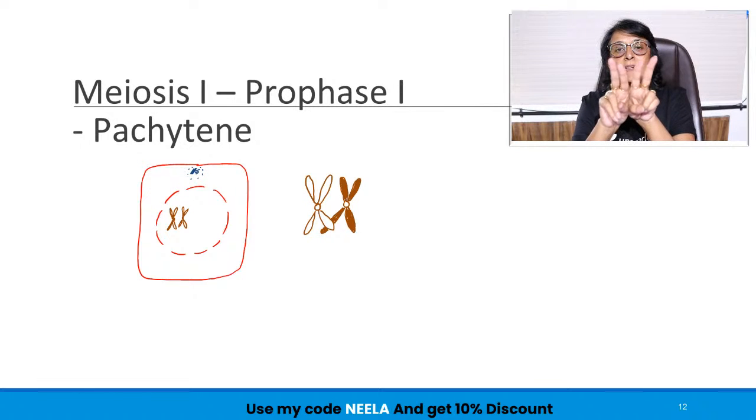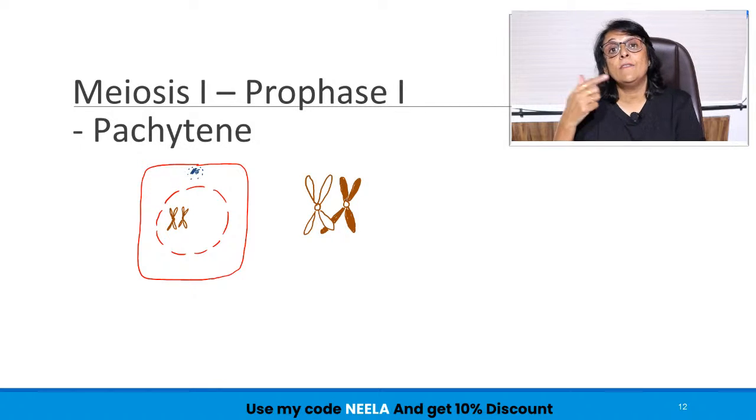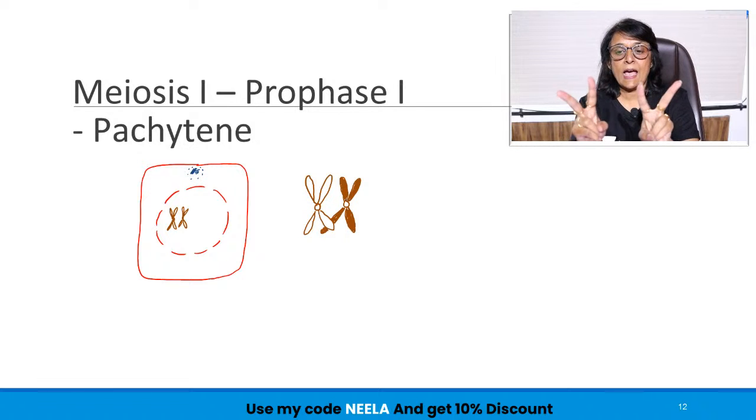The 2 chromatids have split and you start seeing the sister chromatids. Now in Pachytene, the two non-sister chromatids which have to undergo exchange of genetic material or crossing over, they have to come closer, and you should start seeing some cross kind of a thing.